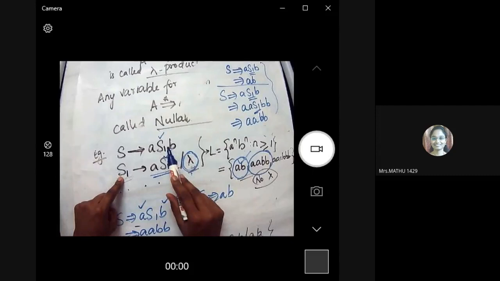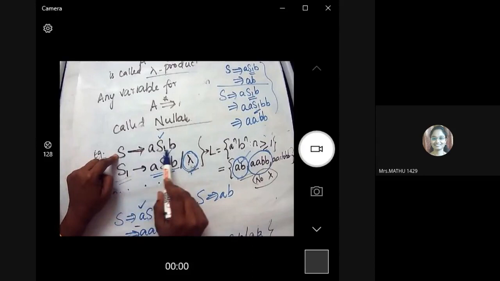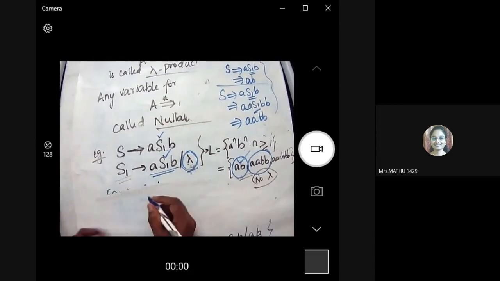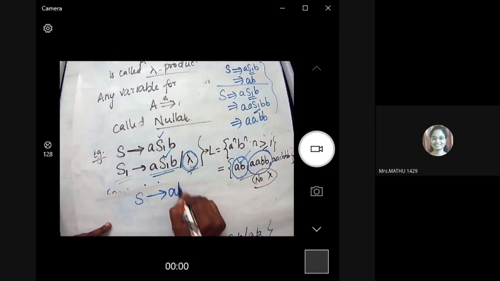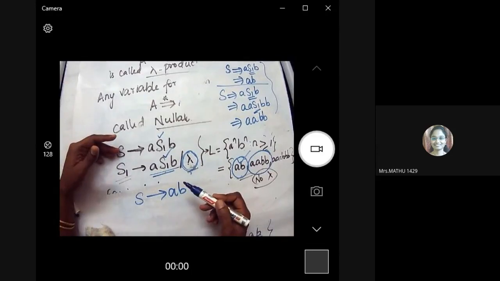When you apply lambda, what happens? That variable vanishes, and you get the remaining thing. So if you are applying lambda to the first production, S gives A S1 B, what will you get? You will get a new production, S gives AB. So before removing the lambda, we are generating new productions equivalent to that lambda value.